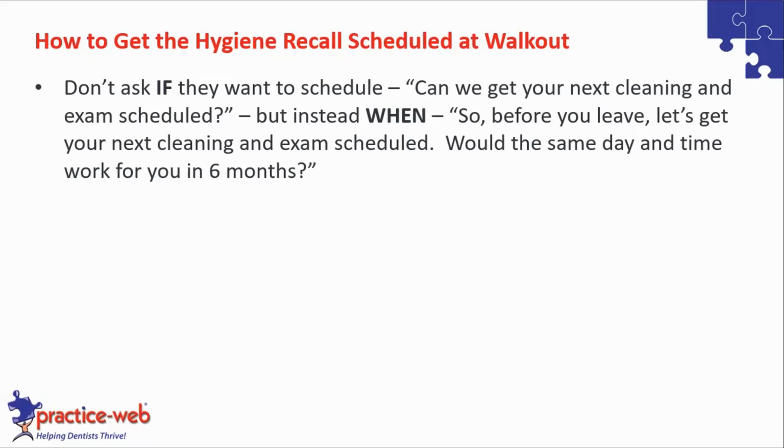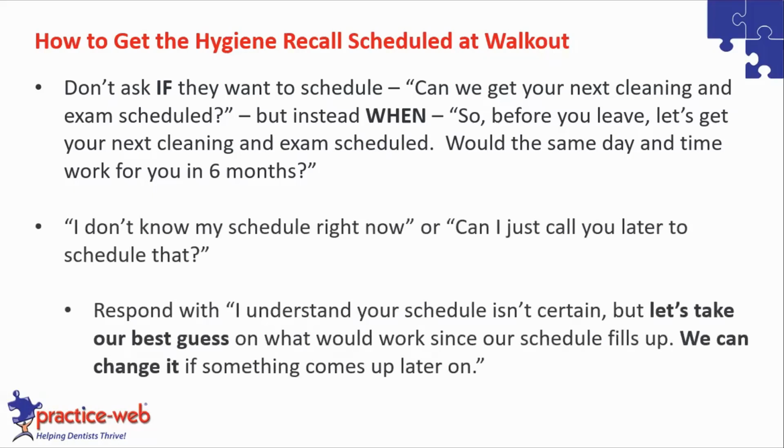Don't ask if they want to schedule when they're walking out, but ask when. So you want to say something like, so before you leave, let's get your next cleaning and exam scheduled. So it's kind of a foregone conclusion that you're going to get it scheduled. We just need to know, does the same day and time work for you in 6 months? Make it like a quick process, 1, 2, 3. So they really don't have too much time to hesitate, and you're just getting them on the calendar. You just want them to make that commitment, right? Again, it's for their own good.